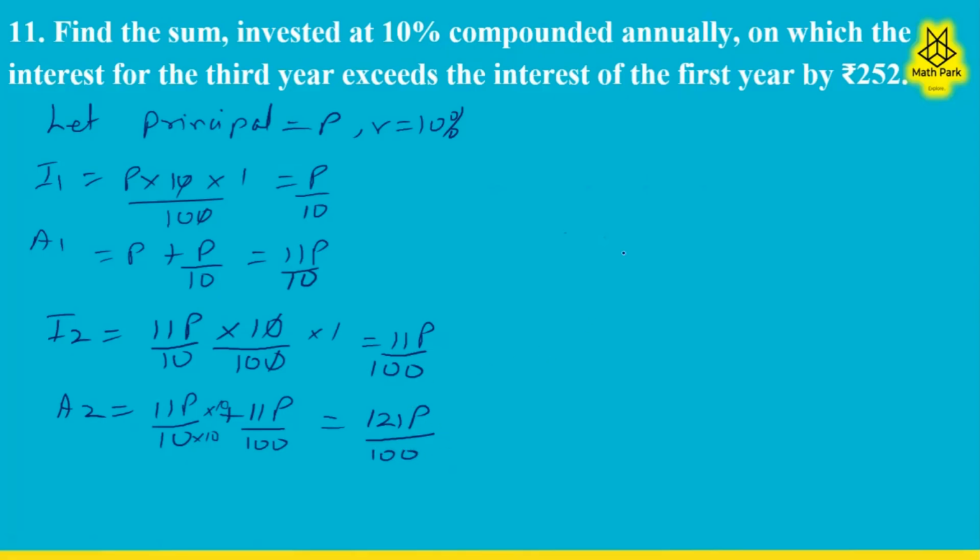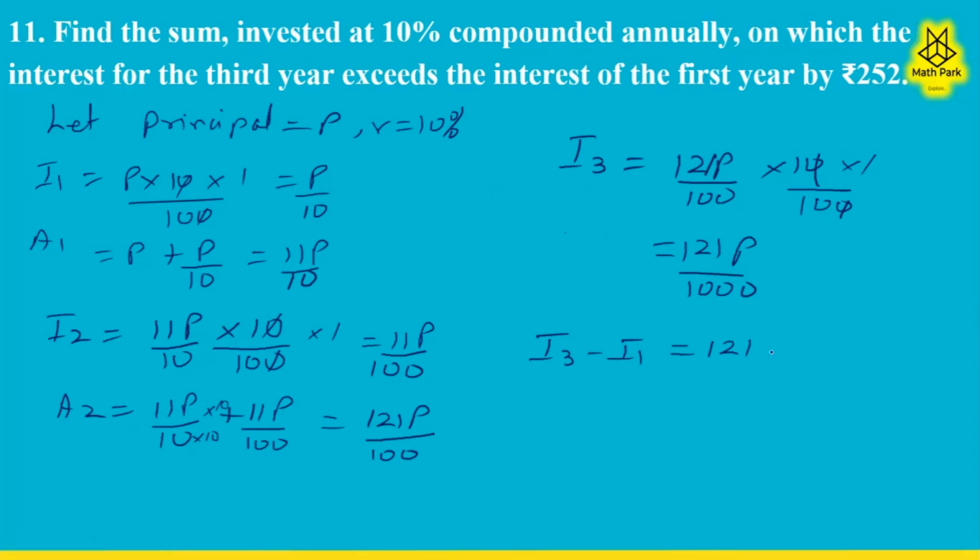Using this, now we find the interest for the third year. So the interest for the third year is equal to 121P upon 100 into rate of interest 10 into 1 year upon 100, which we get as 121P upon 1000. This is the interest. Now here they have given the difference in the interest. The interest for the third year exceeds the interest for the first year by 252. That means I3 minus I1 is given as 252.